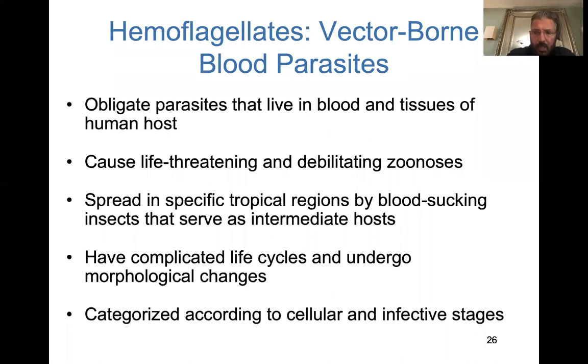Like let's say it's an Anopheles female mosquito. She's going to bite somebody, pull the malaria, the Plasmodium, into their bloodstream. They're going to re-inject it into the next person they take a blood meal from. It can cause life-threatening and debilitating zoonosis. Zoonosis, as we mentioned, is something that is animal-borne.